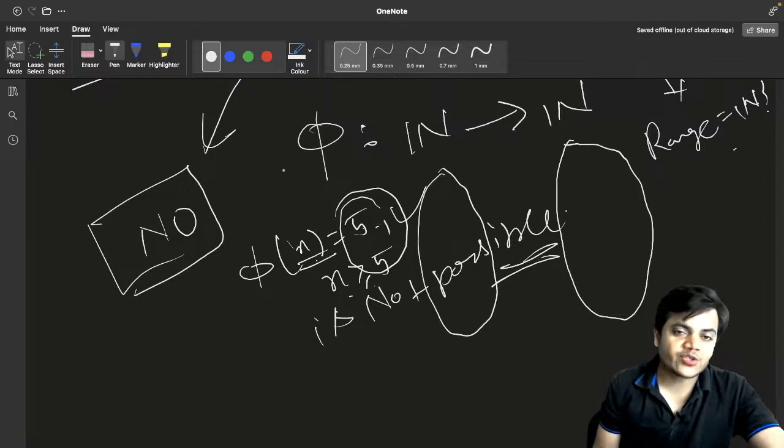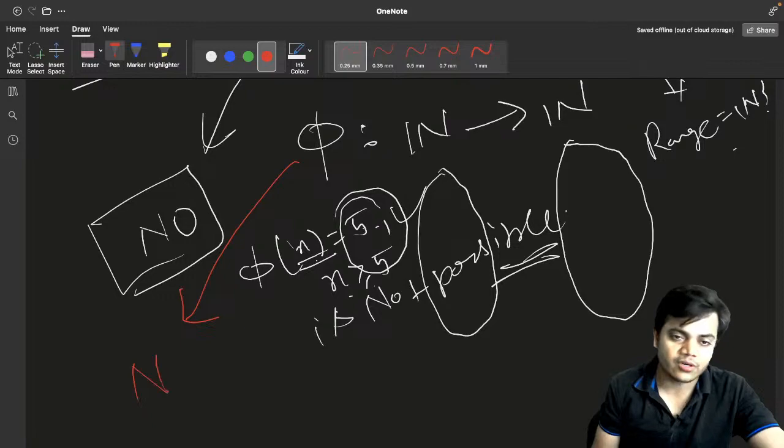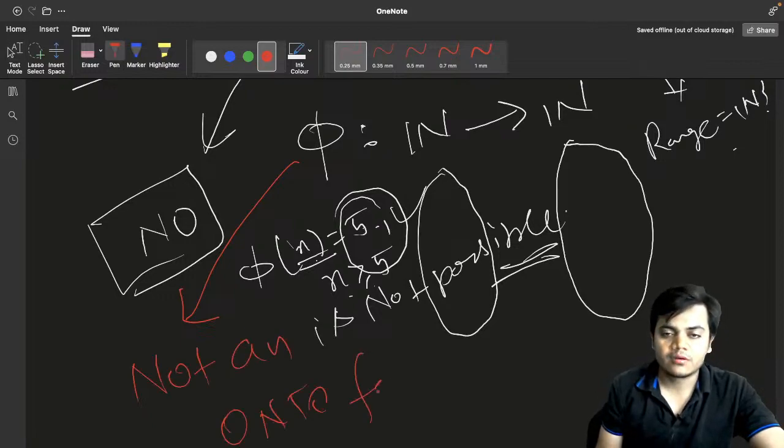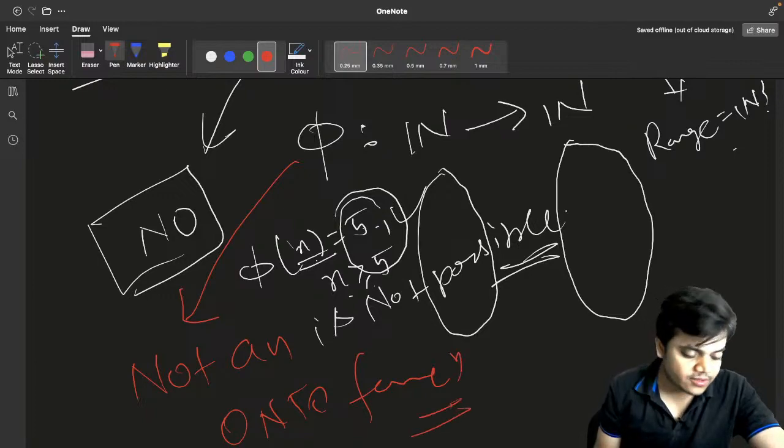Okay. So that's why this phi from naturals to naturals is not an onto function. Not an onto function.